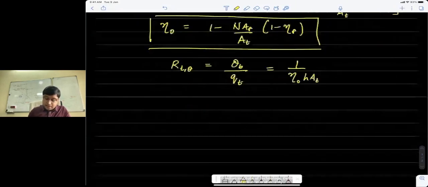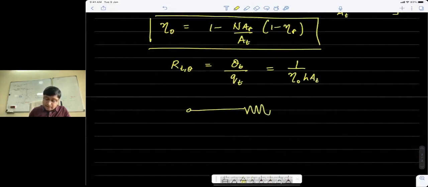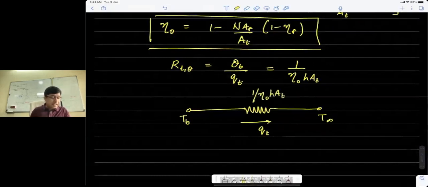So what it means is, remember, theta_B is the potential difference, and q is the current. So in terms of circuits, we are saying that the heat transfer takes place between T_B and T infinity. QT flows through this segment, and the resistance is 1 by h eta naught A_T.